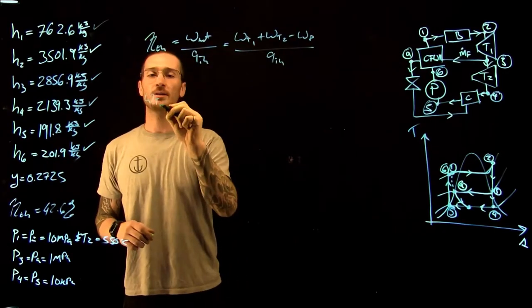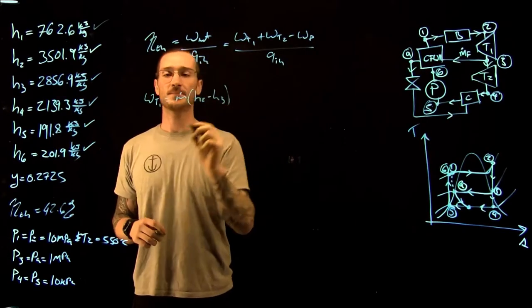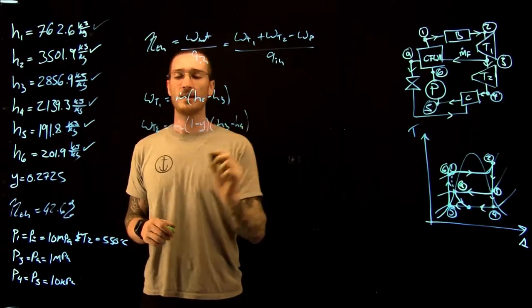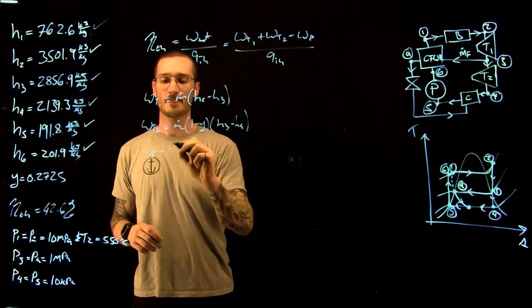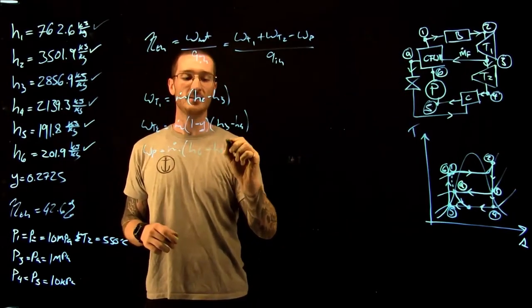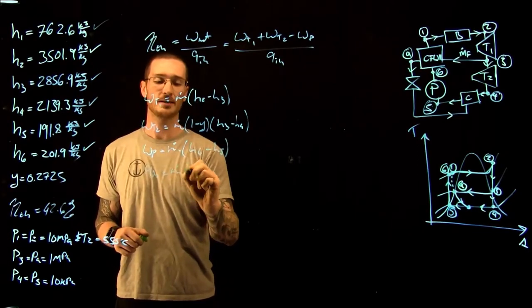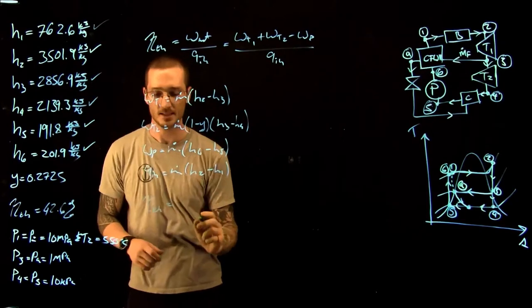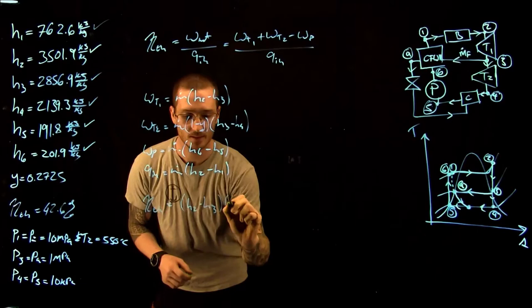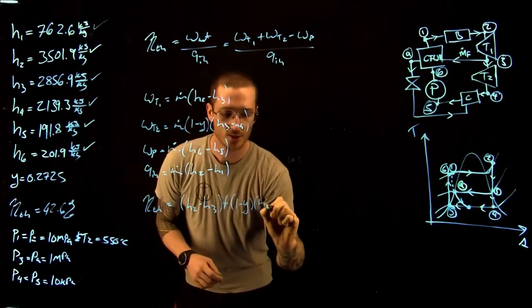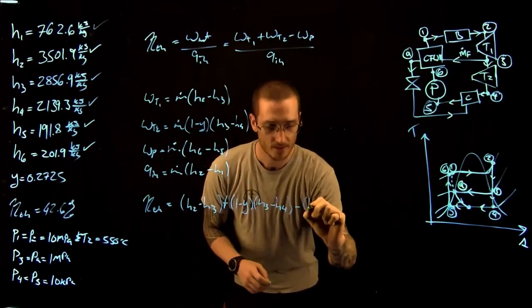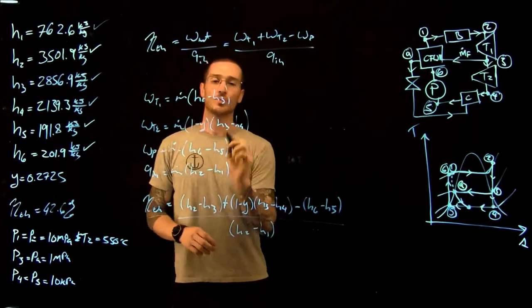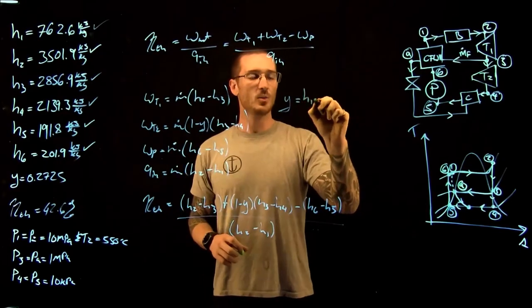Now, we said that the work of turbine 1 was equal to the mass flow rate times H2 minus H3. We said the work of turbine 2 was equal to the mass flow rate times 1 minus Y times H3 minus H4. And we can say that the work of the pump is equal to our full mass flow rate times H6 minus H5. And our Q in is going to be our mass flow rate times H2 minus H1. So we get that our thermal efficiency is equal to H2 minus H3, sorry, plus 1 minus Y, H3 minus H4, minus H6 minus H5, divided by H2 minus H1.